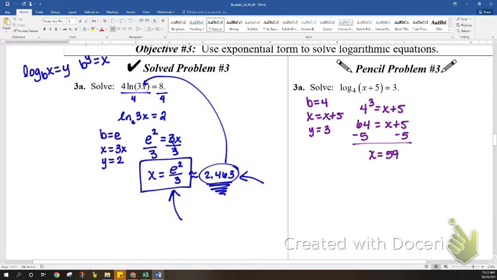So let's check it. When I plug it back in, what's 59 plus 5? Well, it's definitely a number greater than 0, right? So therefore, 59 is our answer.